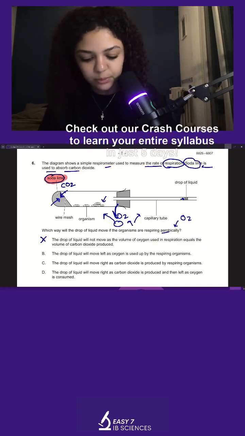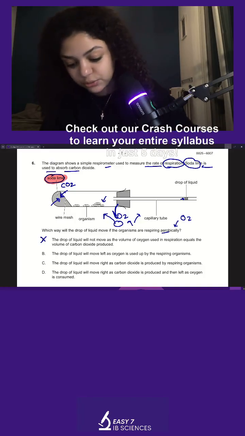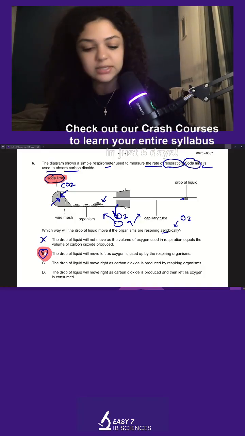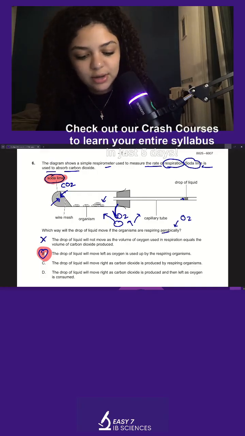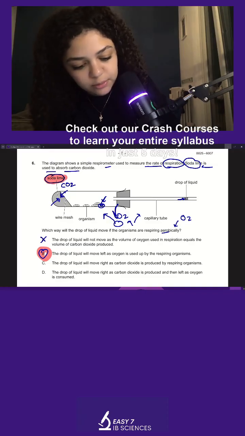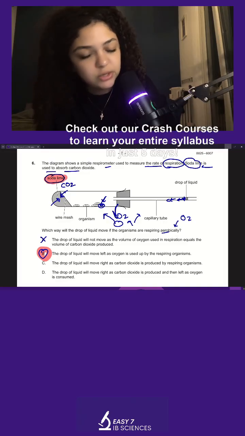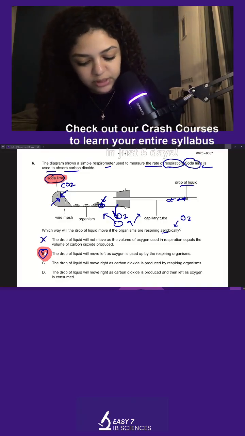The drop of liquid will move left as oxygen is used by respiring organisms. Yes, right? This is true. It will move left. B is the correct answer. Why is that the case? Well, because as the organism takes in oxygen, the volume of gas keeps decreasing, and so the drop of liquid will move to the left.